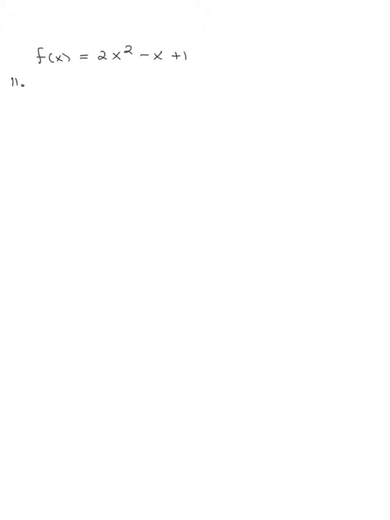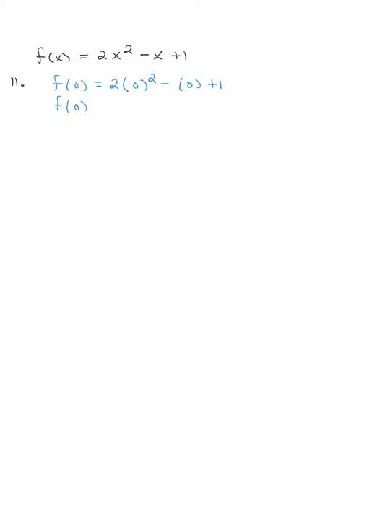Questions 11 through 16, I'll refer to the following function. F of x is equal to 2x squared minus x plus 1. Starting with 11, I want to evaluate f of 0. And again, all this means is wherever you see an x, put a 0. And I'm going to just be careful and use parentheses around every time I enter in a value.